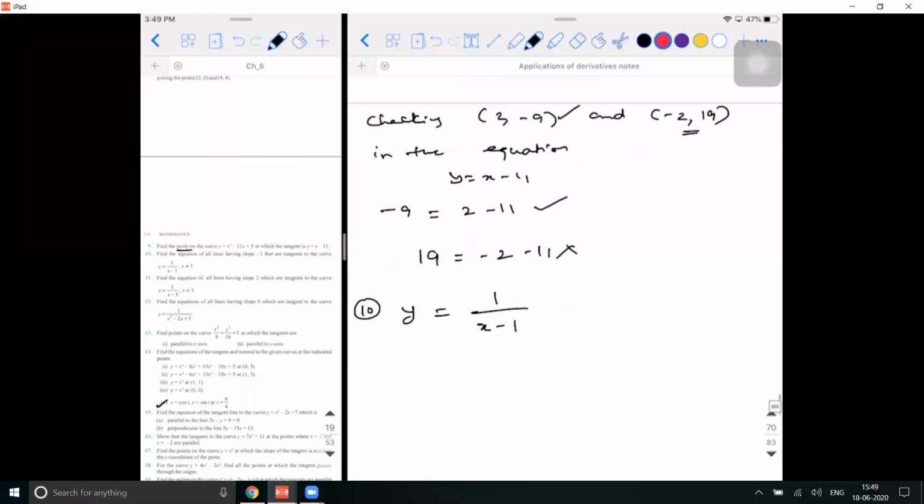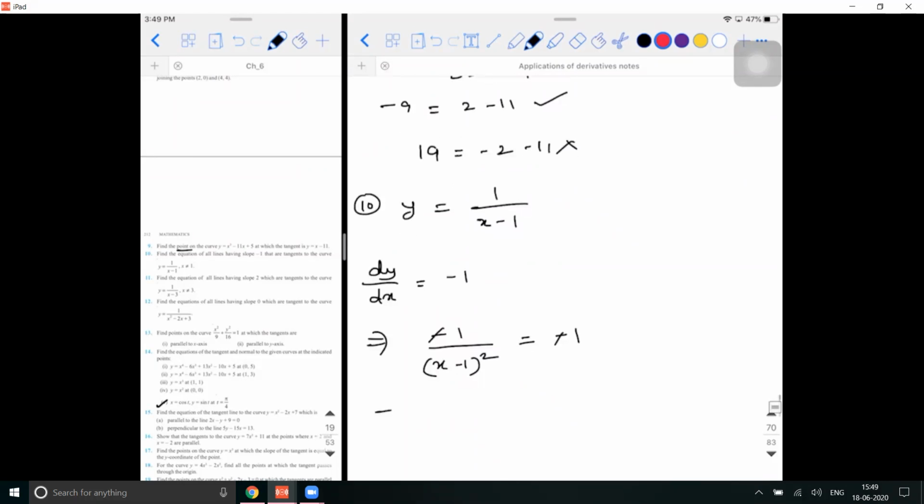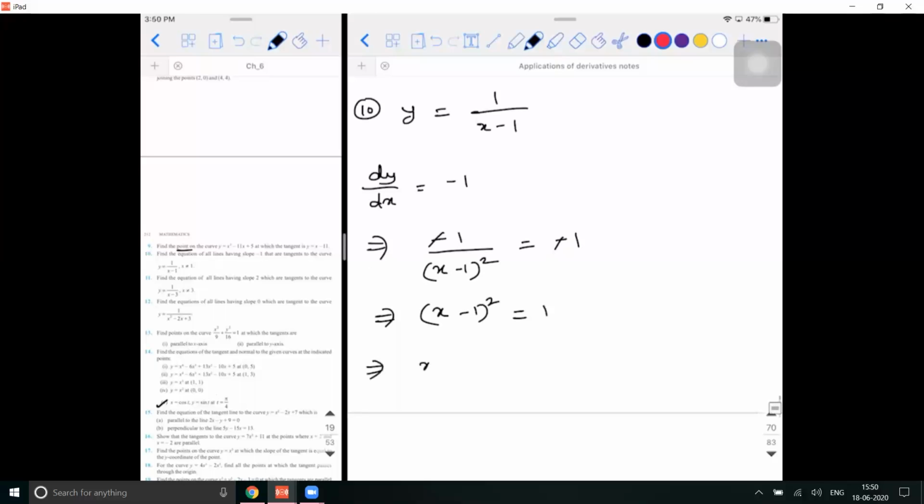So dy by dx given is minus 1. So what is dy by dx? It is minus 1 by x minus 1 the whole square. You can differentiate it and see this is what you get. Minus 1, this and this will get cancelled, which implies x minus 1 the whole square is 1. Then what will you get? x minus 1, don't write it as 1, you should write it as plus or minus 1. So which implies x minus 1 is equal to 1 or x minus 1 is equal to minus 1.